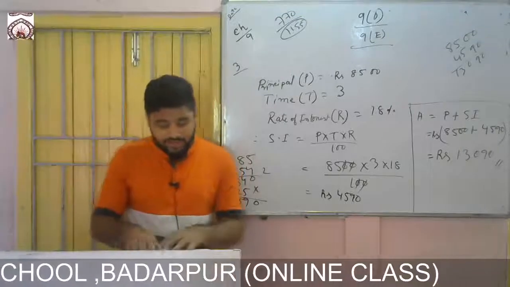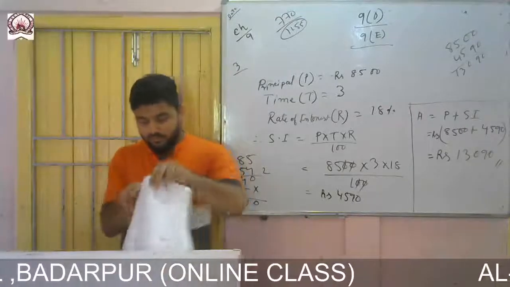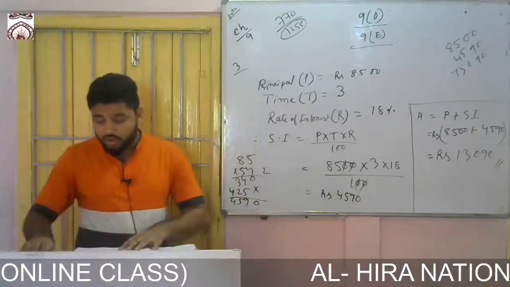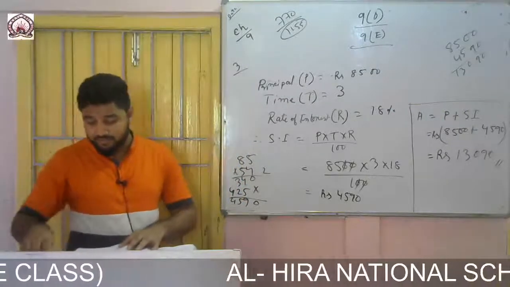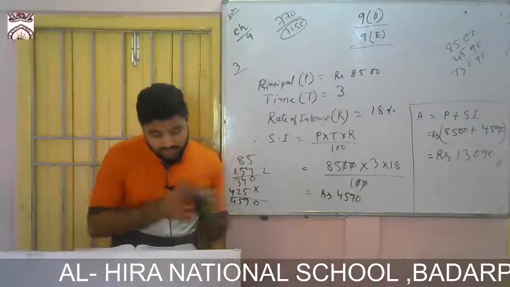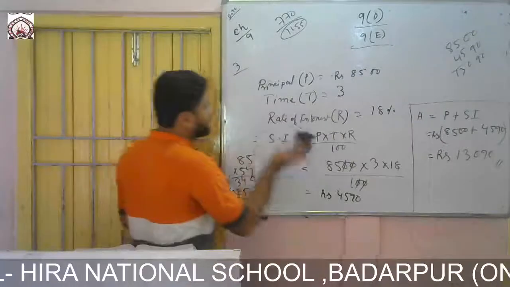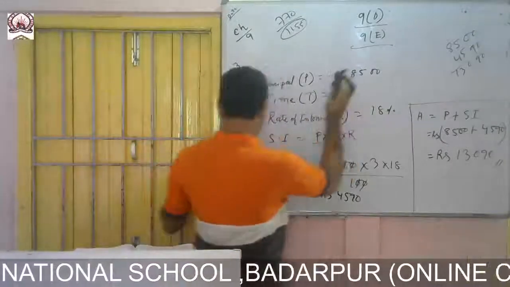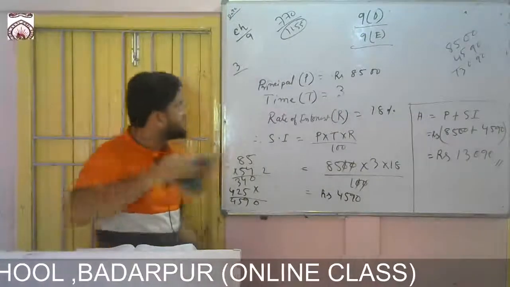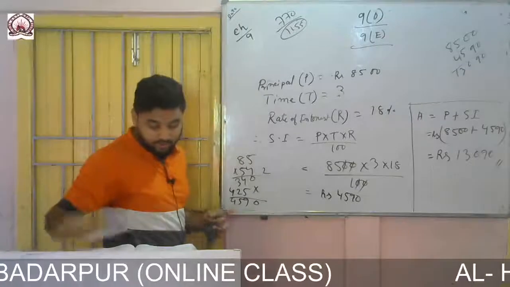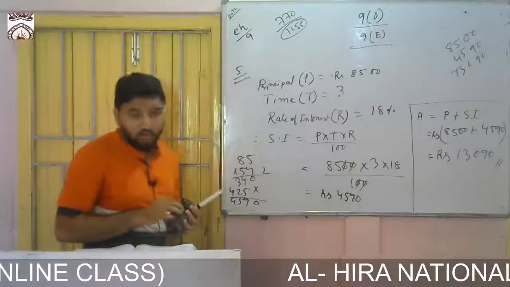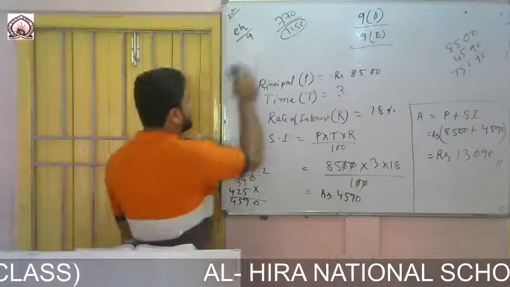So see, it will be very easy. What is given in the question? Given principal, P equals to. Question number 5 we have done. Now we are going to do question number 6.